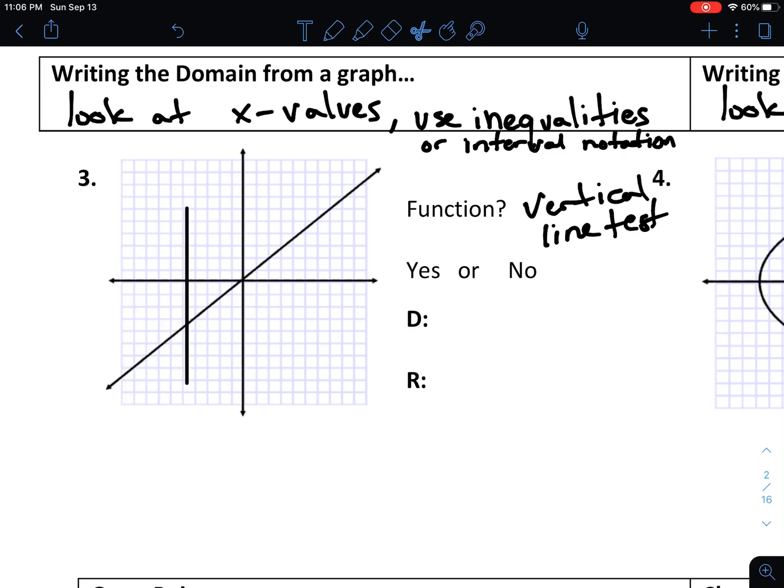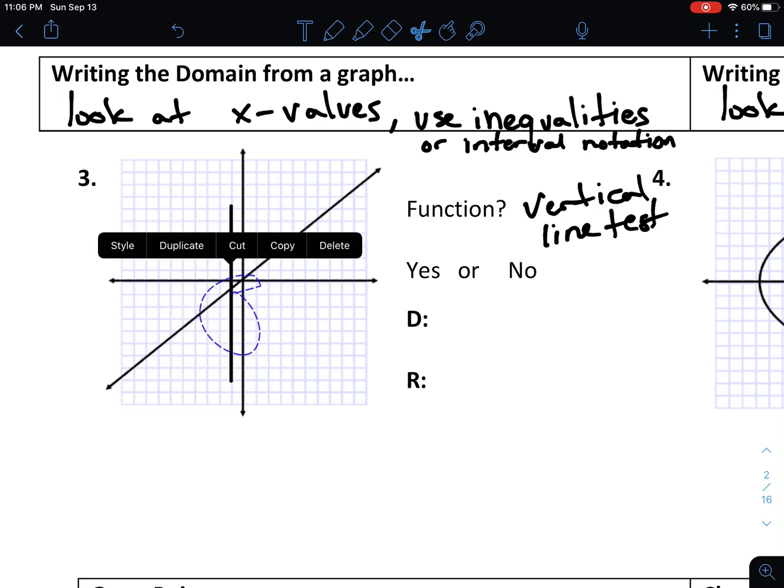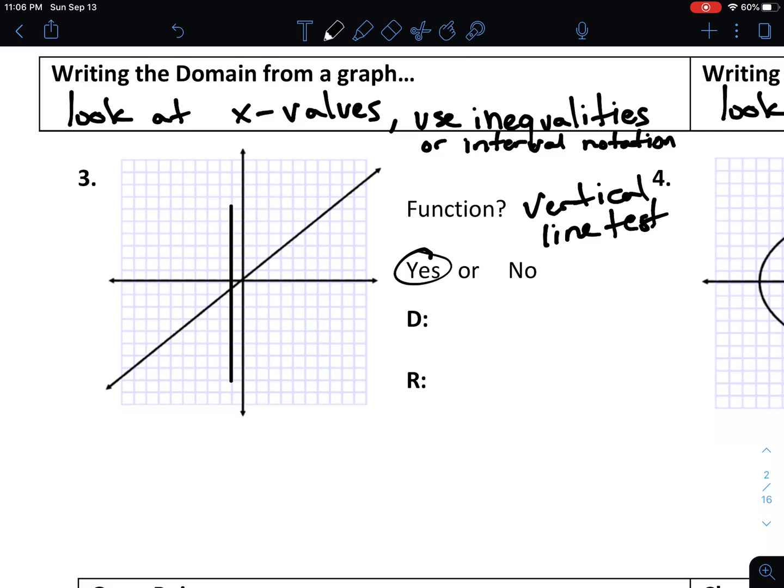So as I move this vertical line, notice that no matter where I put this vertical line, it's only going to ever cross my function once. So yes, this does in fact make this a function.